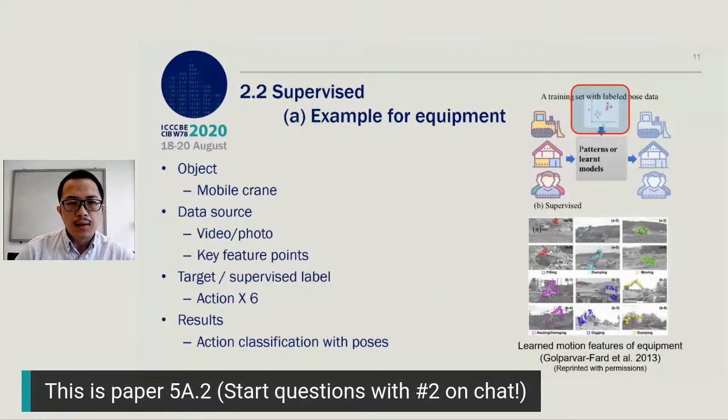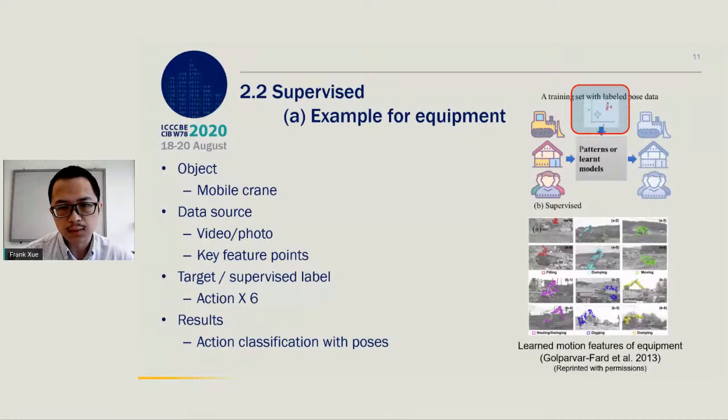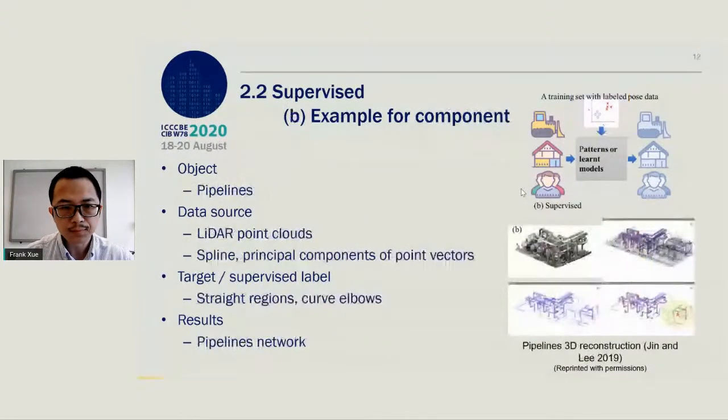And for the supervised, the input knowledge is not the direct rule, but kind of indirect data samples with labels. For example, this example, they use six labels of the actions of the cranes, so mobile cranes, and from the photo and the key features, and they can predict what pose the equipment is doing.